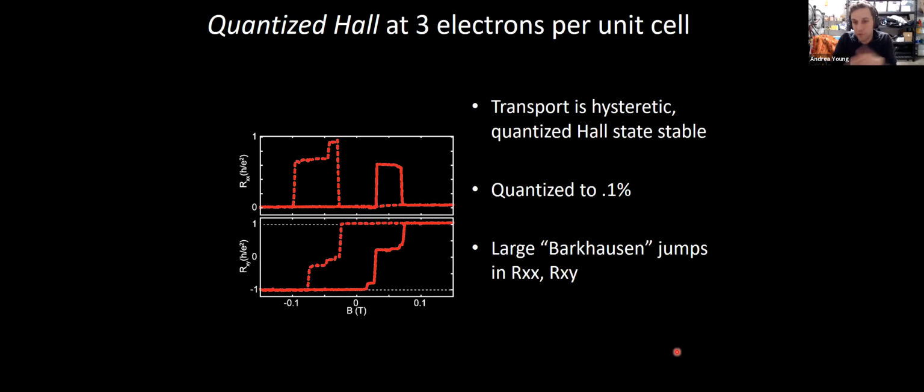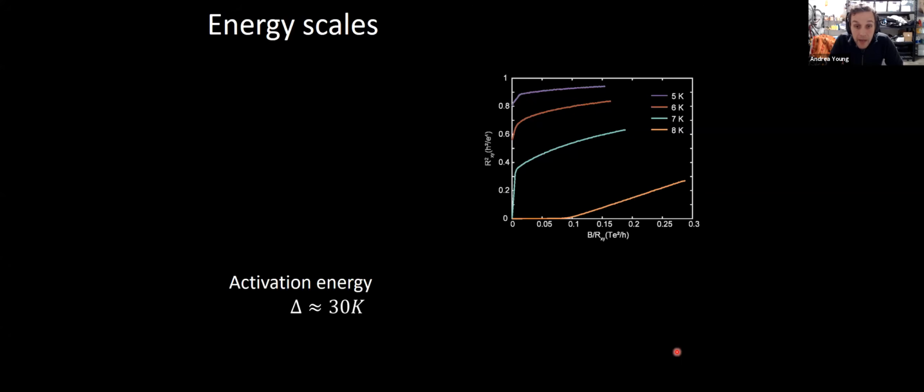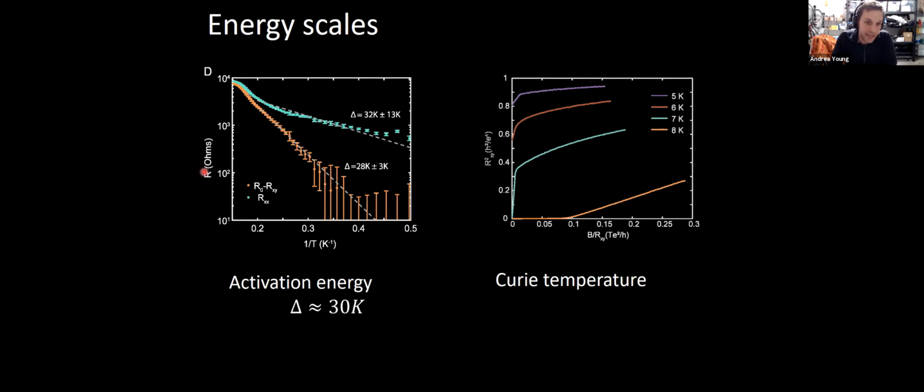Of course, the details of when this occurs or doesn't occur at a given filling have been explored a fair amount since then. It's highly sample dependent, probably depends on a lot of different parameters, but this is apparently one way to do that. It's instructive to look at the energy scales as somewhat of an aside. If you look at the activation energy extracted from transport, you get something on the order of 30 Kelvin, whereas the Curie temperature of the magnetism is much smaller than that, actually something like 7.5 Kelvin.